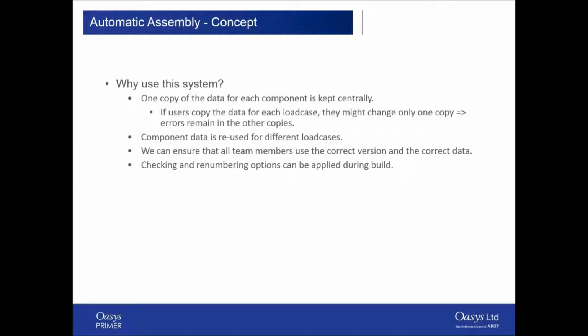Component data is reused for different load cases. So all the different body in white, doors, bonnets can all be reused for different load cases. We can also ensure that all team members use the correct version and the correct data. That's an important point. When you have a database and you have a current version in the database, you can ensure that everyone gets the right version. Also built into this, there are some checking and renumbering options that can be applied when you're building your models using this system, which can help you along the way.